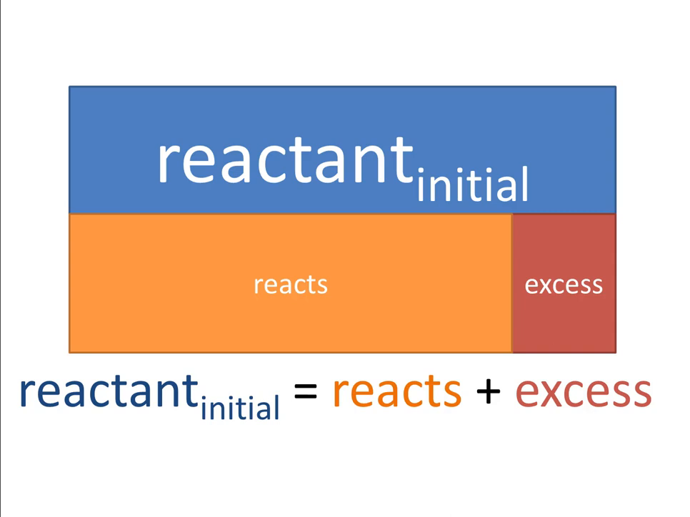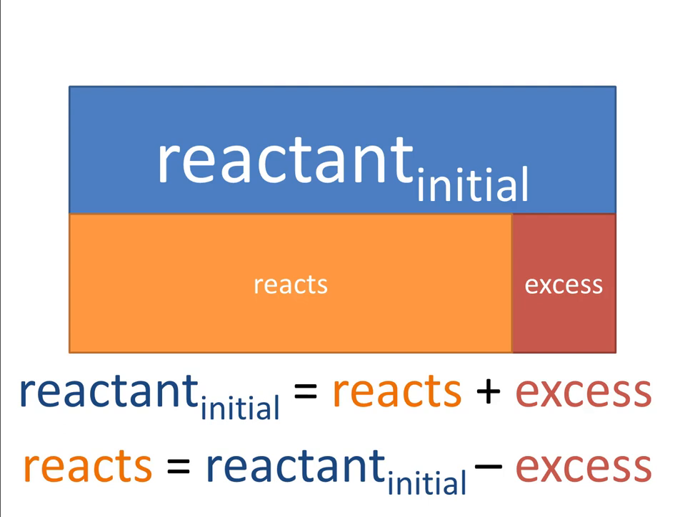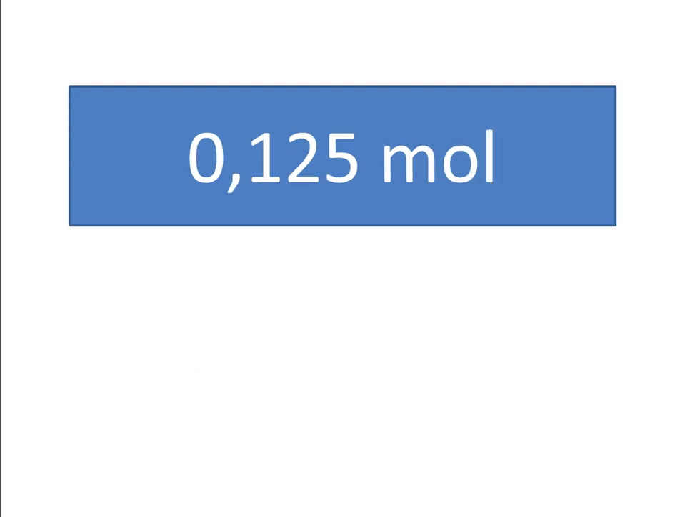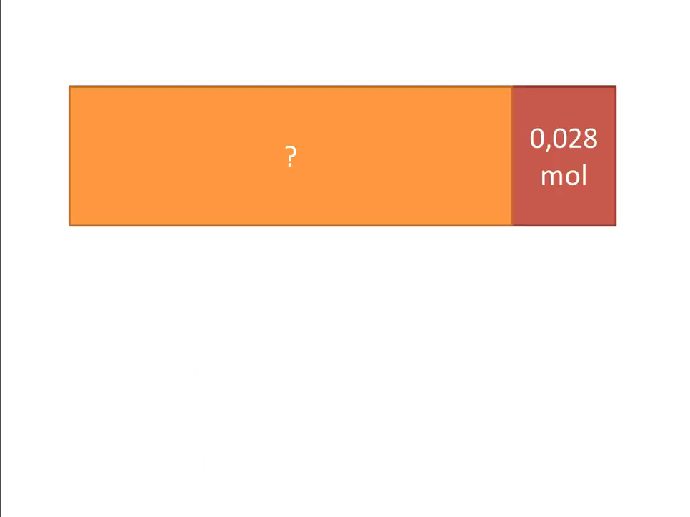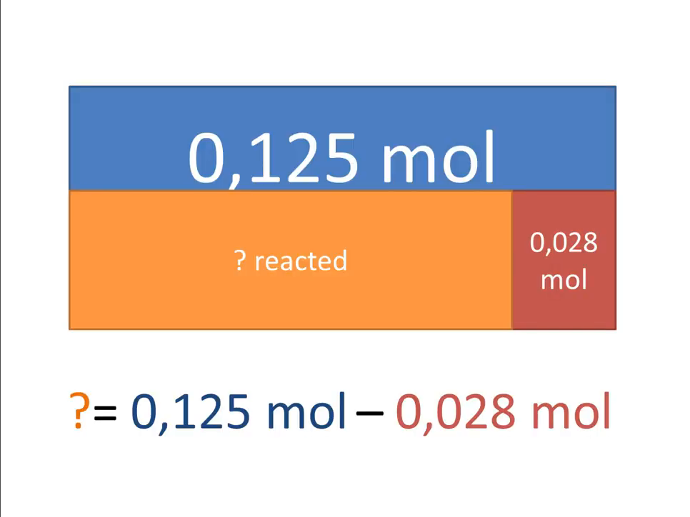We can rearrange this formula to make the amount that reacts the subject of the formula. The amount that reacts equals the initial amount of reactant minus the amount that is in excess. We know that the initial amount of HCl was 0,125 mole, and we know that 0,028 mole of HCl was in excess. So how much reacted? We find this by subtracting the excess from the initial amount. 0,125 mole minus 0,028 mole. From this we know that 0,097 mole of HCl must have reacted with the calcium carbonate in the shell sample.